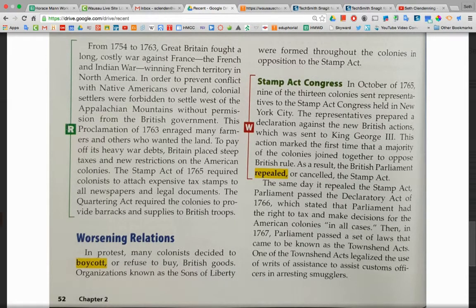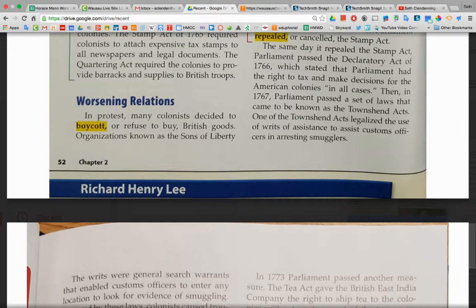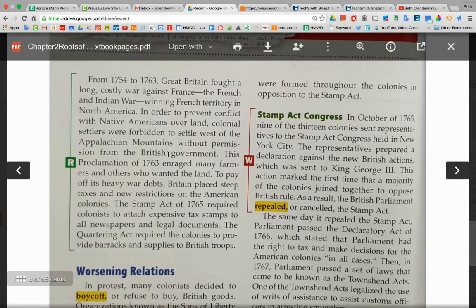To pay off its heavy war debts, Britain placed steep taxes and new restrictions on the American colonies. The Stamp Act of 1765 required colonists to attach expensive tax stamps to all newspapers and legal documents. The Quartering Act required the colonies to provide barracks and supplies to British troops, worsening relations. In protest, many colonists decided to boycott, or refuse to buy, British goods. Organizations known as the Sons of Liberty were formed throughout the colonies in opposition to the Stamp Act.